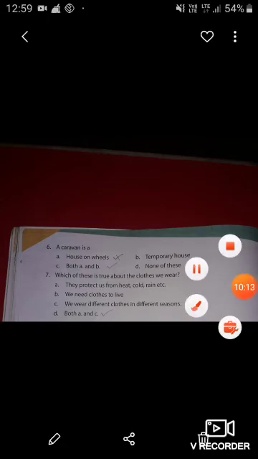So students, in option number A, they protect us from heat, cold, rain, etc. And option number C, we wear different clothes in different seasons. So here the correct option is option number D, that is both A and C.